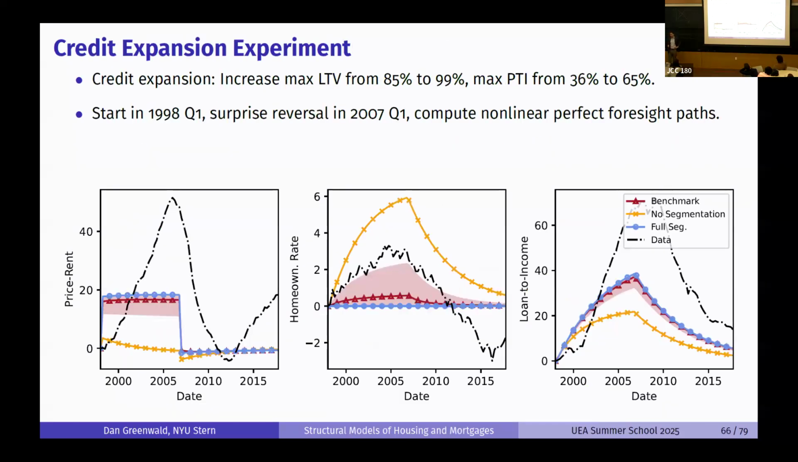Okay, so now I'm going to run the same boom bust experiments using my different models. This is going to be one that relaxes the LTV and the payment to income constraints at the same time. The red is my model where I've calibrated the slope of that supply curve. Yellow is a perfectly flat horizontal supply curve, no segmentation. Blue is perfectly inelastic vertical landlord supply. And the red shaded area is the confidence interval that I've taken from my estimation.